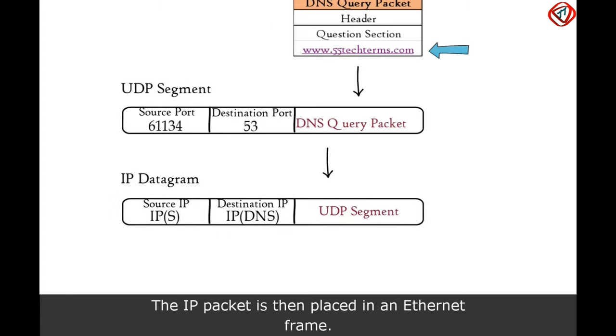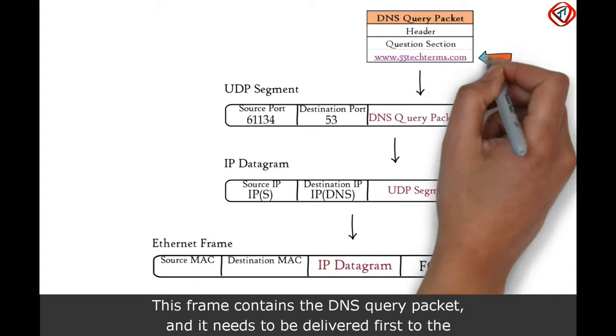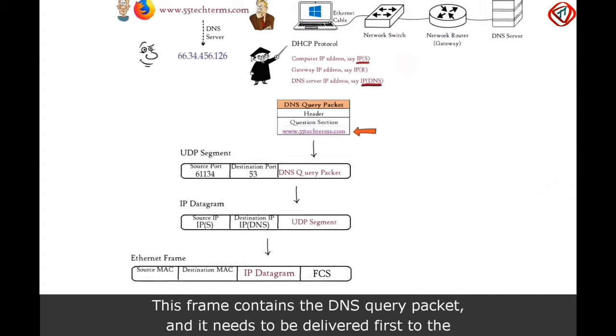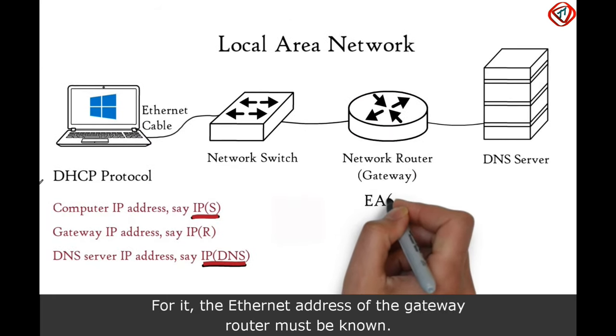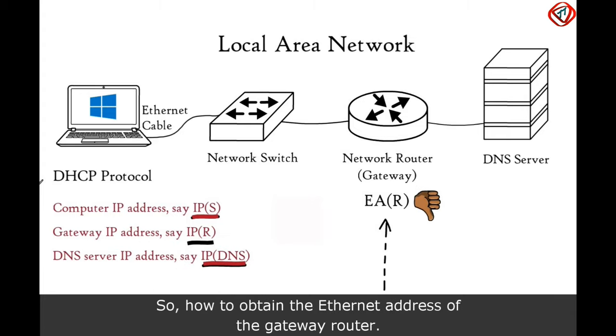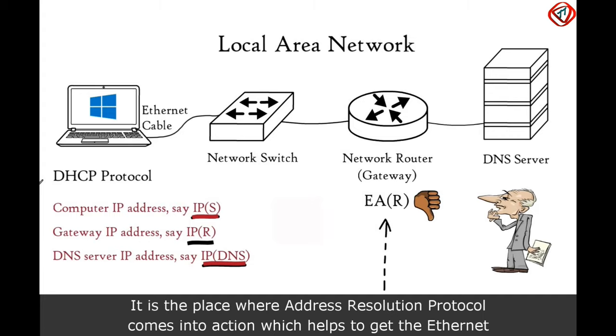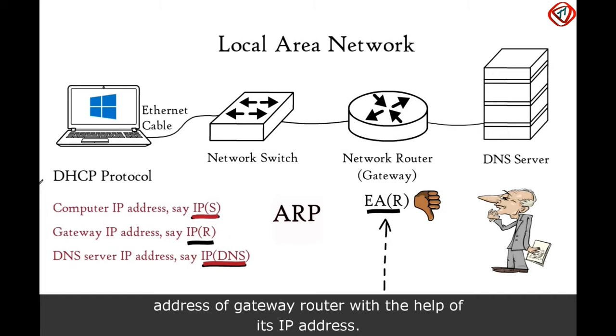The IP packet is then placed in an Ethernet frame. This frame contains the DNS query packet and it needs to be delivered first to the gateway router. For it, the Ethernet address of the gateway router must be known. However, DHCP protocol has only provided the IP address of the gateway router and not its Ethernet address. So, how to obtain the Ethernet address of the gateway router? It is the place where address resolution protocol comes into action, which helps to get the Ethernet address of the gateway router with the help of its IP address.